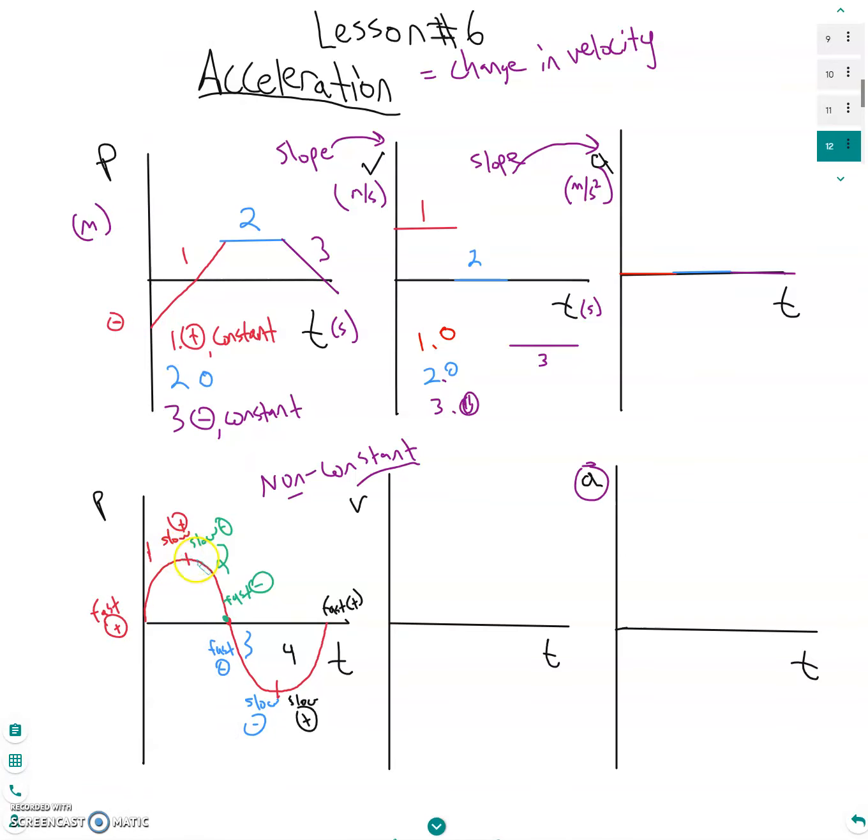So fast positive to 0. Fast positive to 0 looks like this. Fast is far away from 0, right? So the farther away from 0 in either direction you go, the faster you're going, okay? And 0 is here, okay?